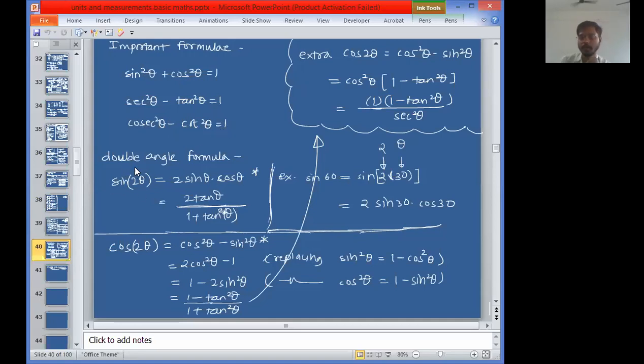Now we have the double angle formulae. Sin 2 theta is 2 sin theta cos theta, and in terms of tan, it is 2 tan theta upon 1 plus tan square theta.